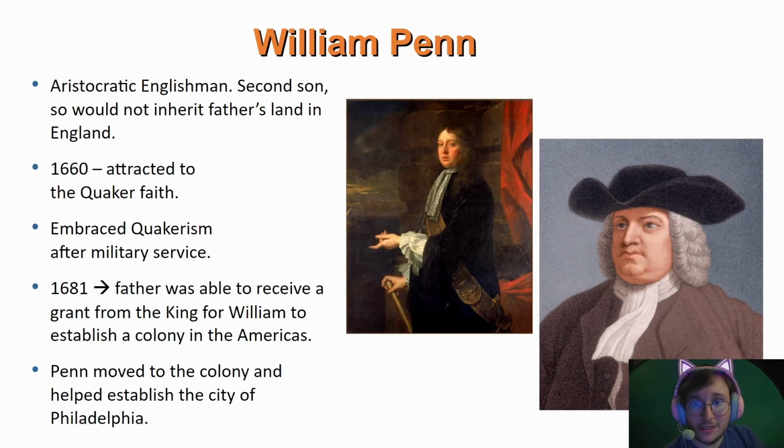William Penn is an aristocratic Englishman and the second son who would not inherit his father's land. He's going to embrace Quakerism after his military service, and in 1681 he will receive a grant from King Charles II to establish a colony in the Americas, leading to the foundation of Pennsylvania. Penn's goal was to create a society based on Quaker principles, including religious freedom and fair treatment of all peoples.